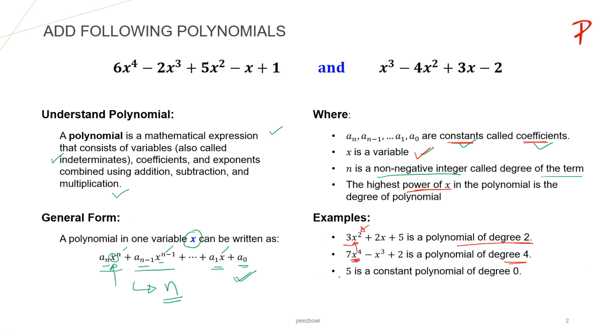In this example, there is no x, there is no power of x, right? Or x^0 is 1, and 1 multiplied by anything keeps that number itself. So 5 is a constant polynomial and it has a degree of 0, you see here x^0. So this polynomial has a degree of 0. Okay. Now let us go to the example.